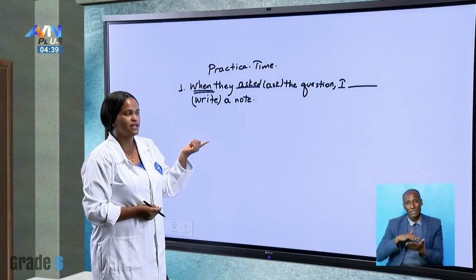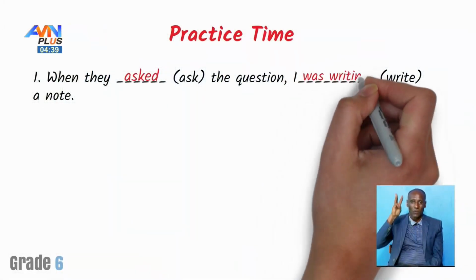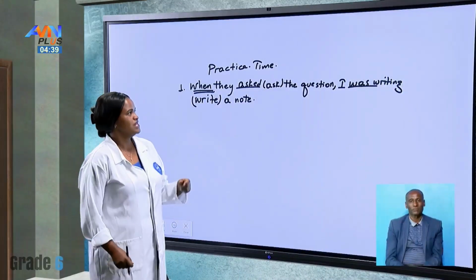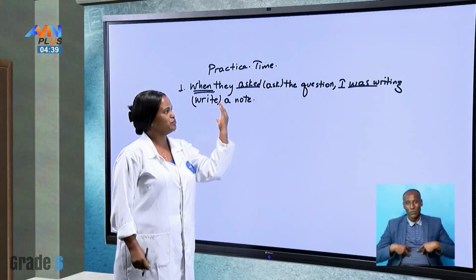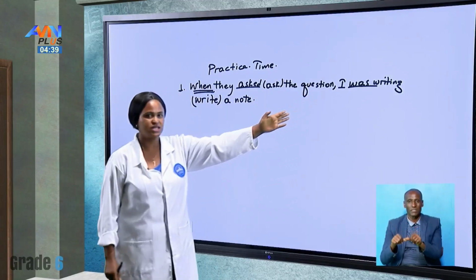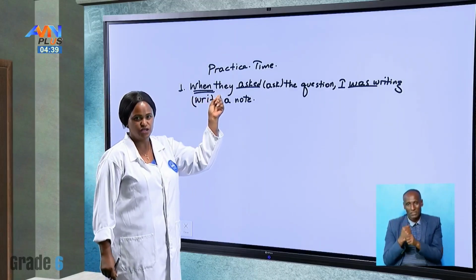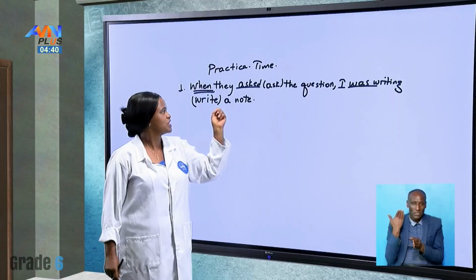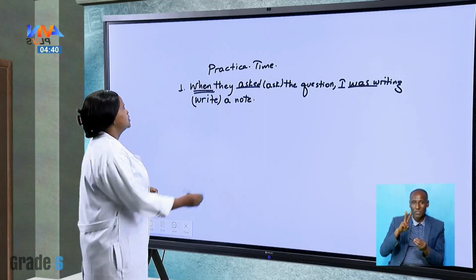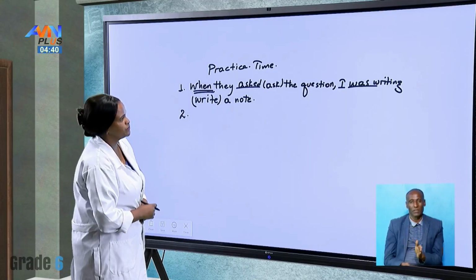How about this one? I was writing. Very good. I was writing. I was writing a note. Now, here we have simple past and past continuous, which means that the longest action, which is past continuous, is interrupted by the short action that we expressed using the simple past, or subject plus verb two. One more practice and then you will do by yourself, okay? The second example.